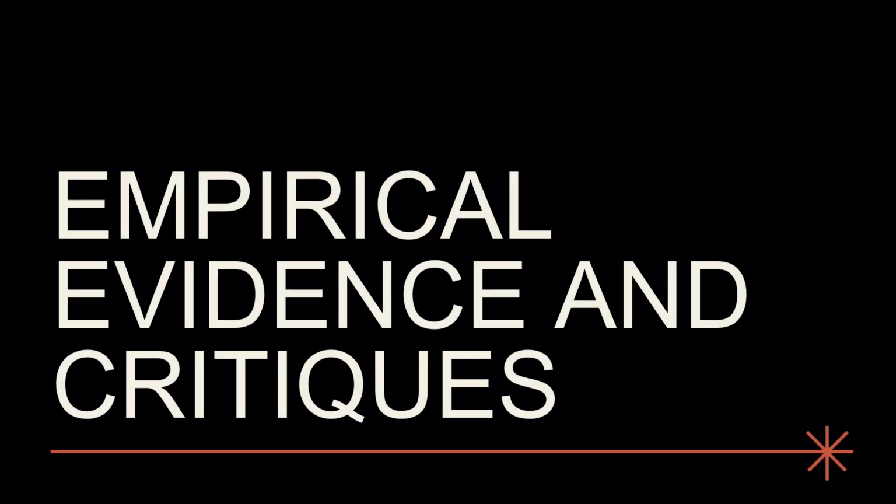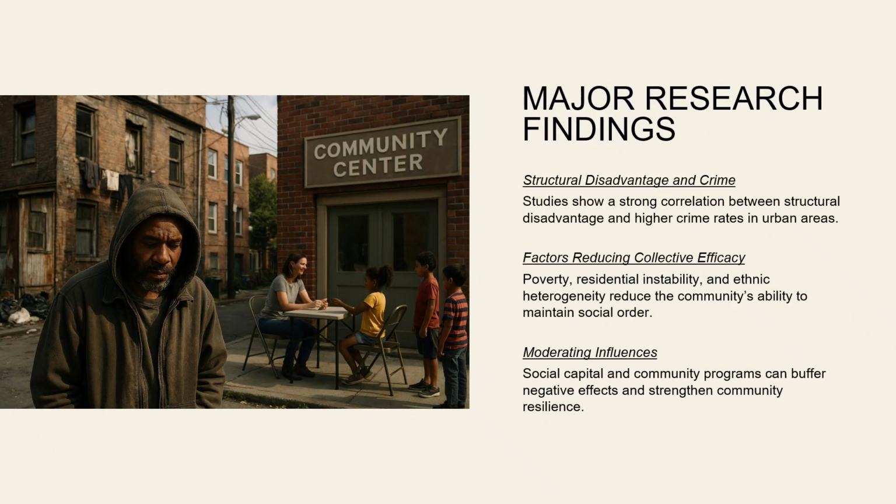Next, empirical evidence and critiques: major research findings, methodological challenges, criticisms, and alternative perspectives. Longitudinal and spatial studies have validated the correlation between structural disadvantage and crime rates across multiple urban contexts. Meta-analyses confirm that poverty, residential instability, and ethnic heterogeneity combine to diminish collective efficacy. However, findings also suggest moderating influences such as social capital and community programs that can buffer these effects.